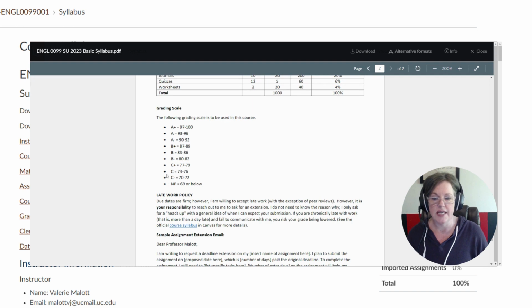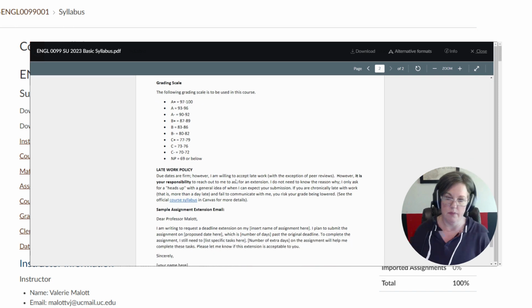The C minus especially is one to understand: if you have anything below a 70, you are not going to pass the class, right? You may have to take it again.